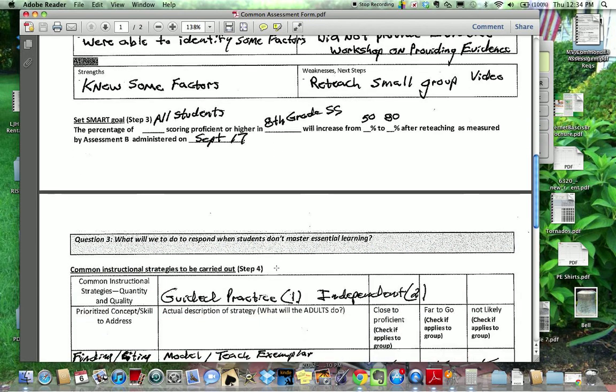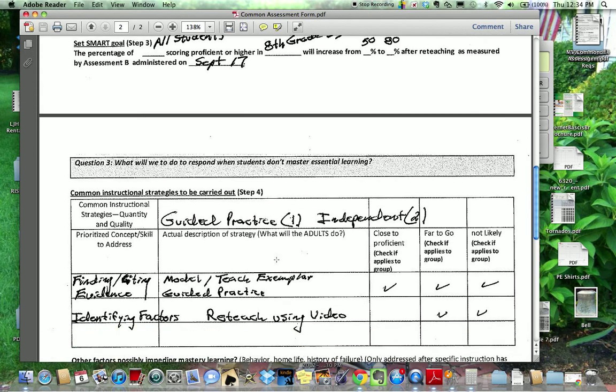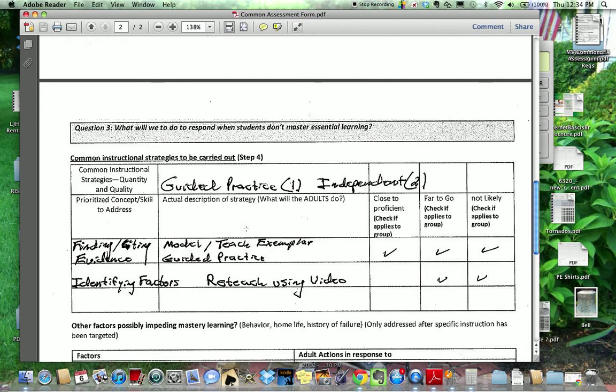Okay. Question 3, what will we do to respond when students don't master the learning? You will go through here and it asks for specific concepts that will be targeted or prioritized, and actual strategies that adults will do. For instance, here finding and citing evidence is the concept or skill to address, and I'm going to model and teach an exemplar answer, and then do some guided practice. And I'm going to do that with all the students.